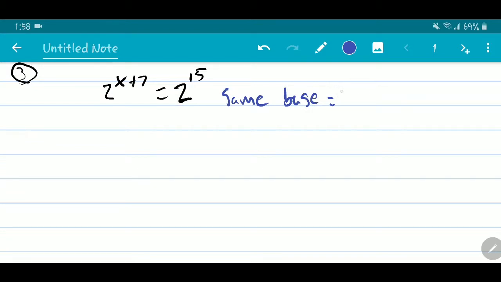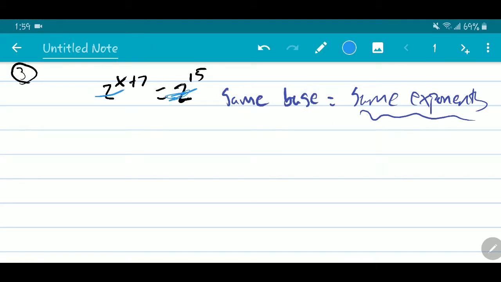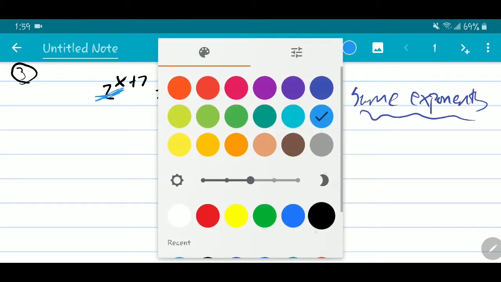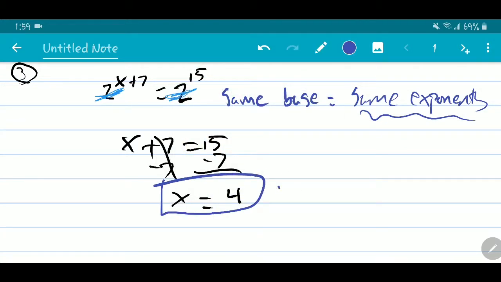Same base equals same exponents. Basically, not exactly the same exponents, but since they have the same base, we don't even look at the bases anymore, and we just drop down whatever we have. So it's just x plus 7 equals 15, since the 2 and 2 are the same number. So we just subtract 7, and our answer is 4, which is answer choice B.